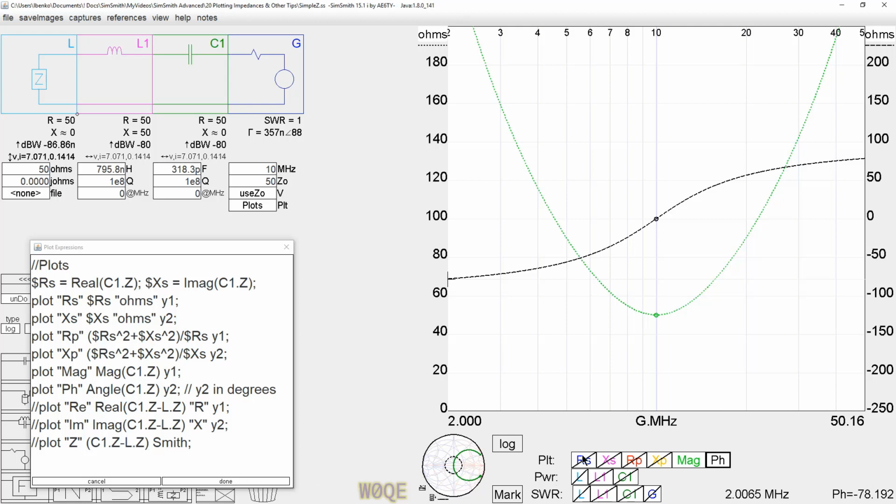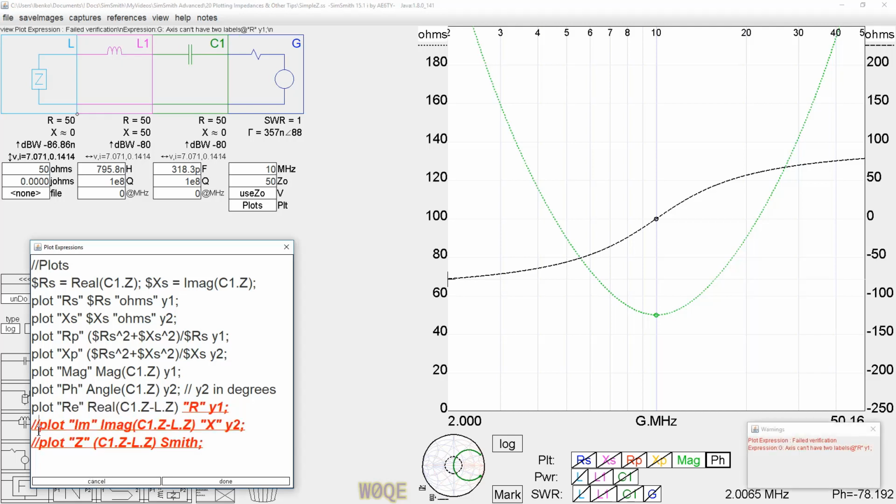Likewise, this is all based on plotting impedance at this one point right here. We could plot impedance at this point looking to the left. We could plot impedance here looking to the left. We could plot impedance from here to here. Let me get rid of these, get rid of the comments in these next three lines.